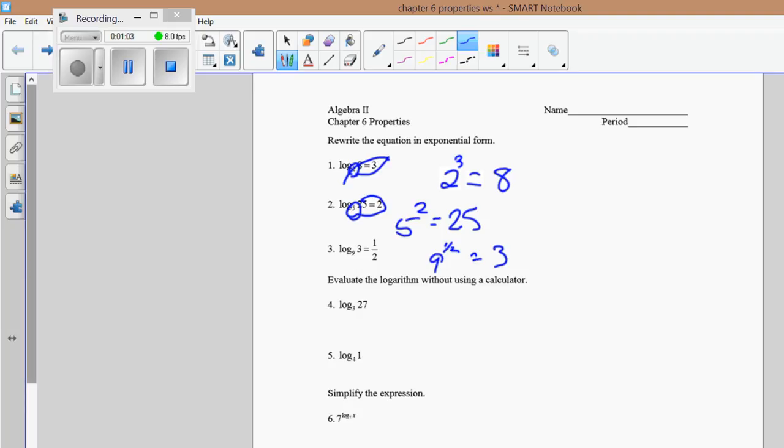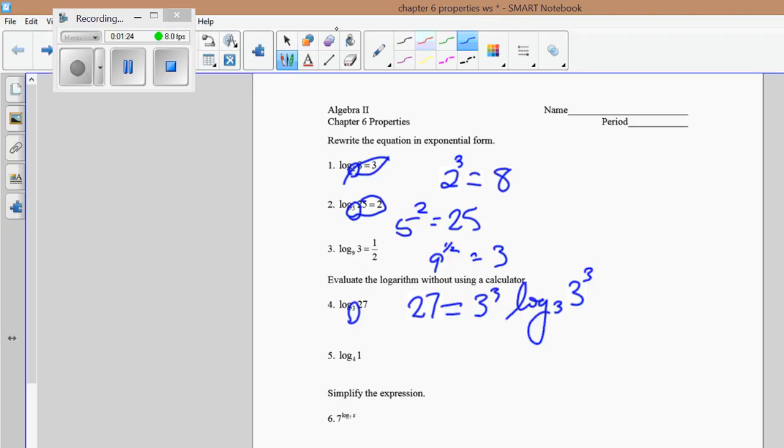Now it says evaluate the log without using a calculator. What we're going to do here is say to ourselves, this is a base 3. I know what 27 is. 27 is really 3 cubed. So I say it's log base 3 of 3 cubed, because 27 is 3 cubed. Now, grab my color, because log base 3 of 3, zoom, goes away. And what got left behind? The answer is 3.